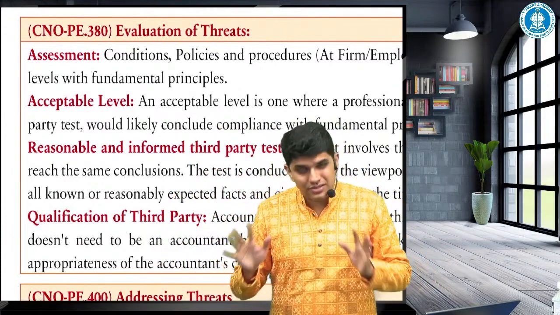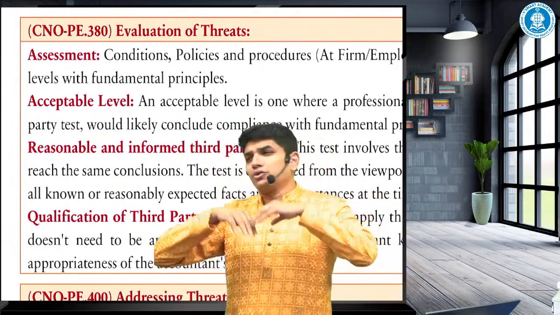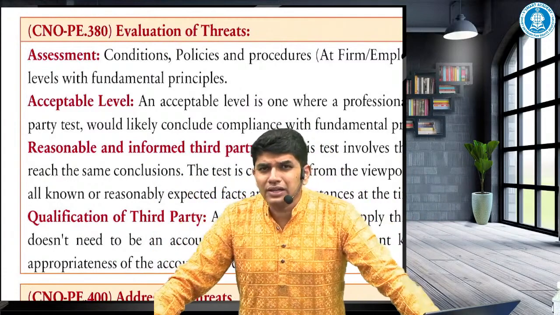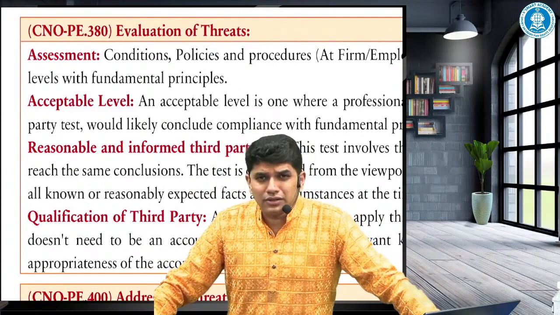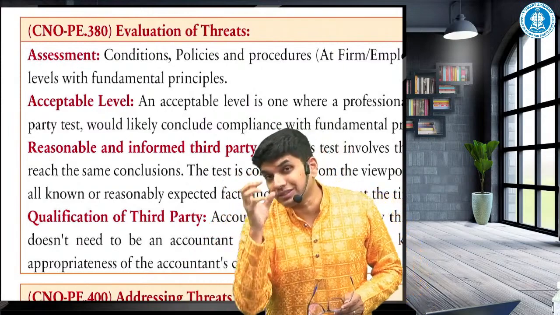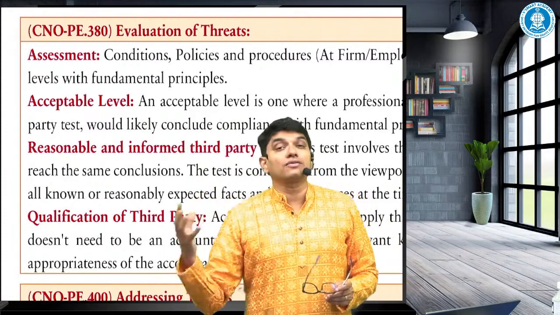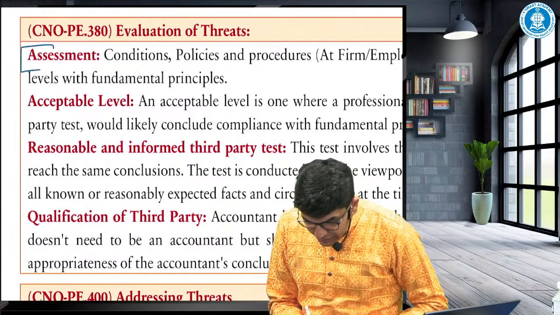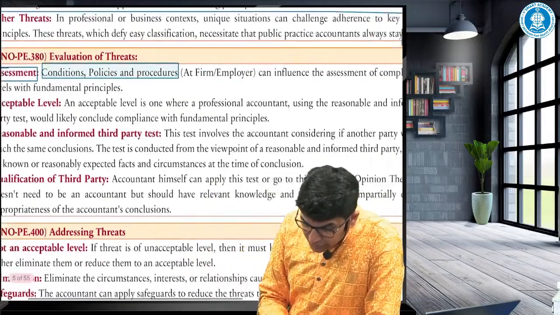But if they are very careless, if the CA firm or company is only business oriented, with no committees, no policies and no systems to protect the professionals, then the threat level will shoot up. So we have to assess the level, intensity, probability and magnitude of the threat, and the environment of the entity is going to be the biggest factor. When we identify threats, we need to assess their level, and conditions, policies and procedures are the important points in this assessment.